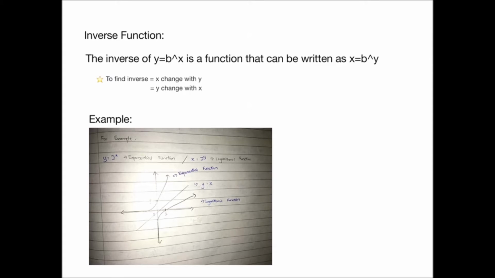Now let's take a look at the inverse function. It's actually very easy to find the inverse function. All we need to do is change the position of x and y, and then from y to x. So now we know that y equals b to the power of x is the exponential function, and x equals b to the power of y is the log function. Basically, if we want to look for the inverse function, we just have to change x with y and y with x.